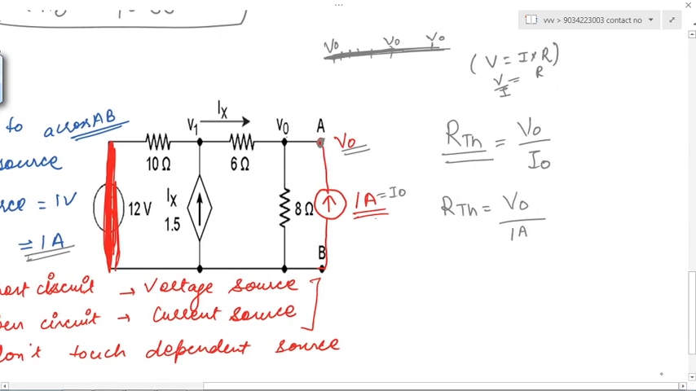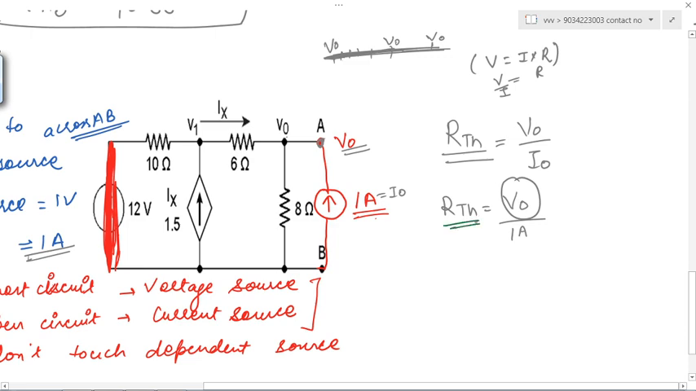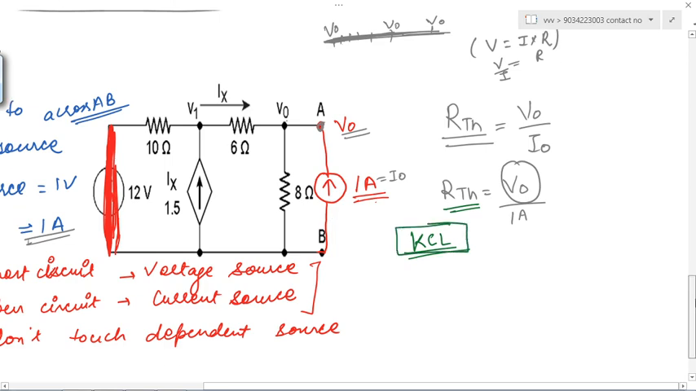Now our focus is to calculate V naught. If we get the value of V naught, then we'll get the value of RTH also. Correct? Now how can we calculate V naught? We can apply KCL also. We can apply KVL also. But if I am applying a current source here, then it's better to use KCL. If I would apply a voltage source here, then it would be better to use KVL. That depends on you, whatever you want to apply. But in this I am applying KCL here.